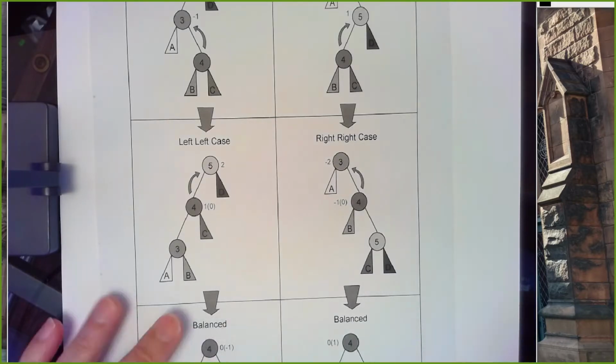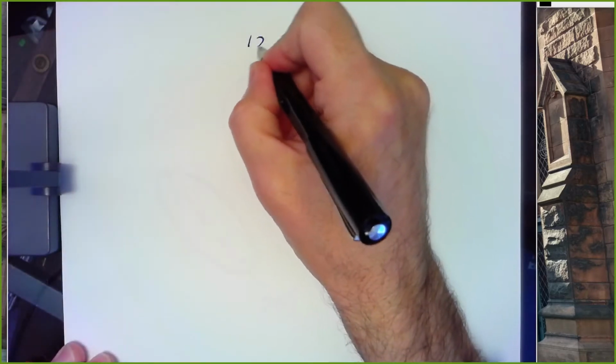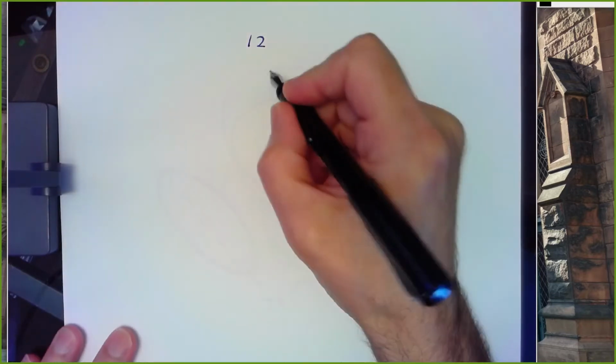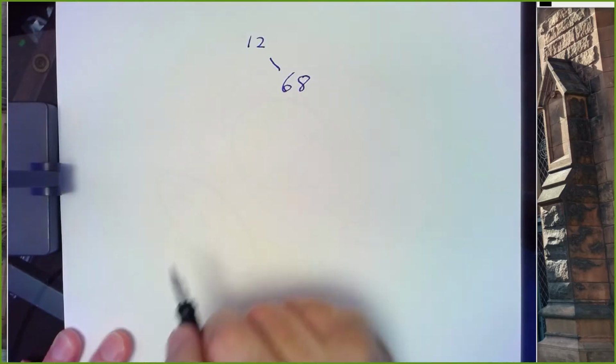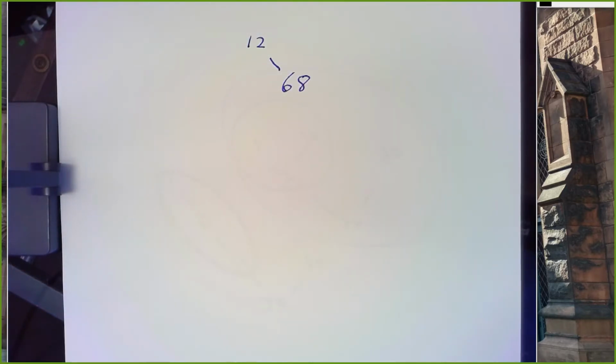And let's just build a tree. So somebody give me a number. Perfect, 12. All right, somebody give me another number. All right, do you think this tree is balanced or not? Yeah, totally. So this tree actually is balanced, and we can tell that.